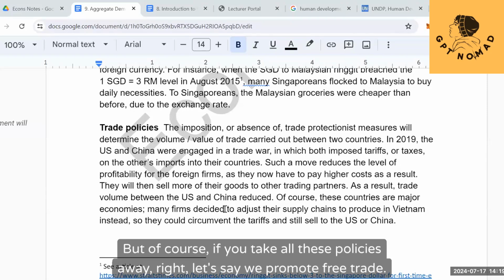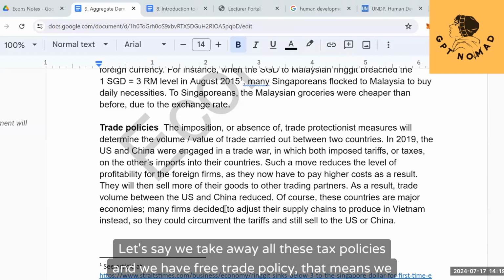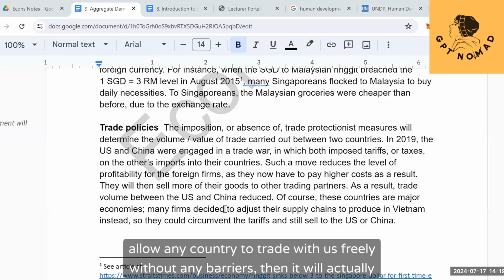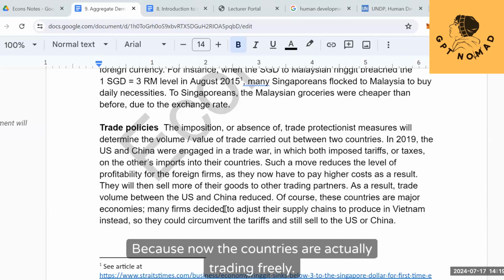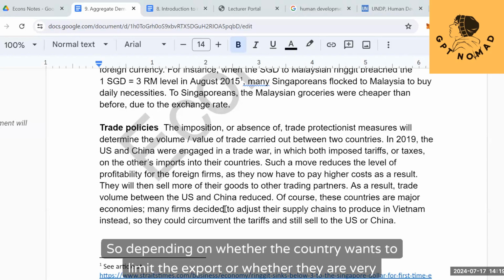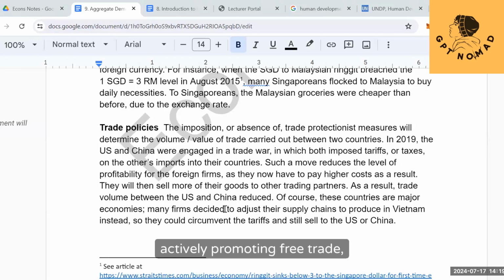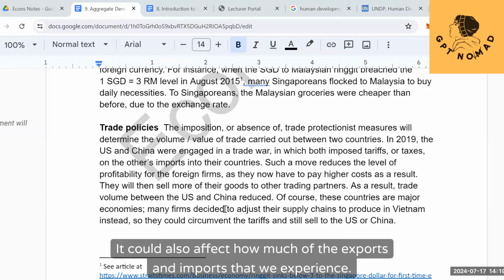Of course, if you take all these policies away, let's say we promote free trade, right? Let's say we take away all these tax policies and we have a free trade policy. That means we allow any country to trade with us freely without any barriers, then it will actually lead to an increase in imports and exports, because now the countries are trading freely, right? So depending on whether the country wants to limit exports or whether they are very actively promoting free trade, it could also affect how much of the exports and imports that we experience.